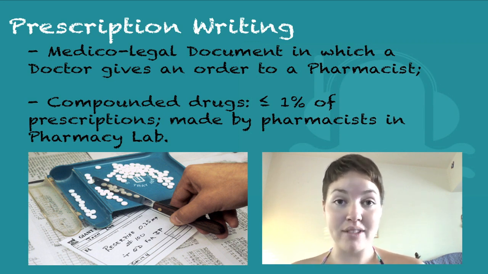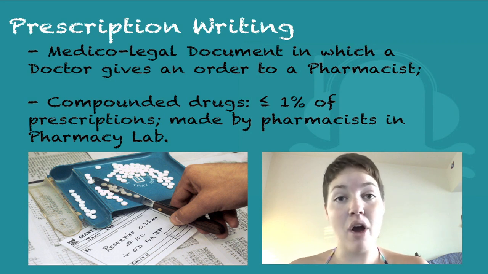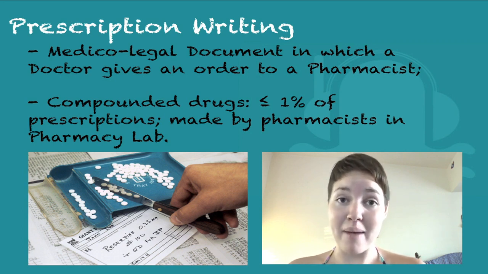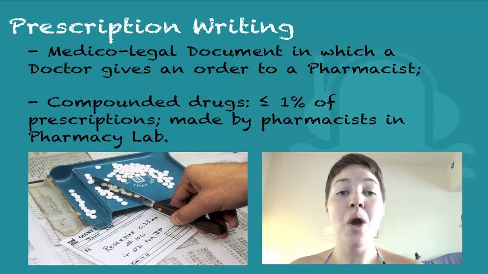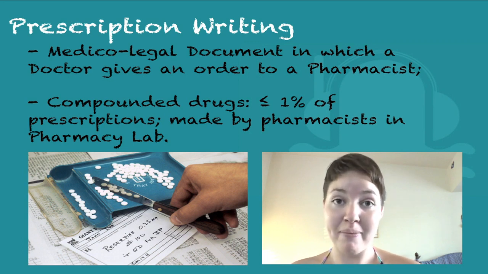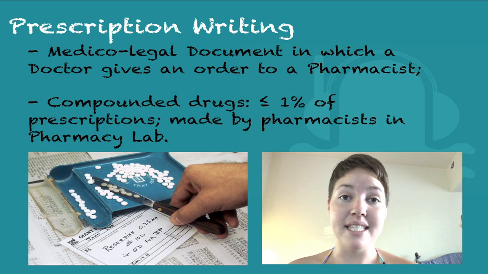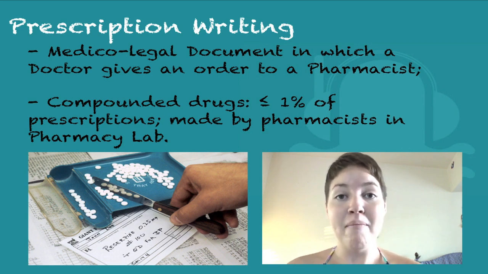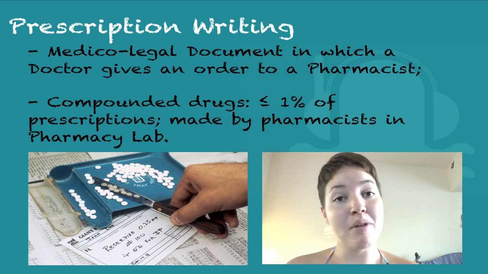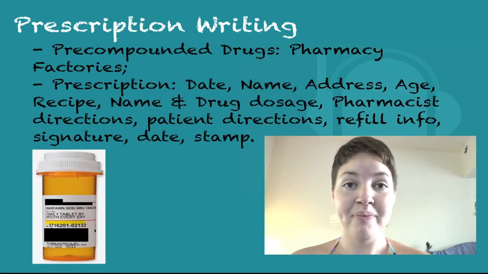This is a compounded drug, and it's less than 1% of the prescriptions that are out there, because usually we use pre-compounded drugs which are made in a pharmaceutical factory. What will happen is, if it is a compounded drug, the pharmacist will go upstairs to his lab, make up the concoction according to the direct orders of the doctor on the prescription, and then bring it down for you. It could be ready immediately, you might need to wait till the next day, it really depends on the drug.